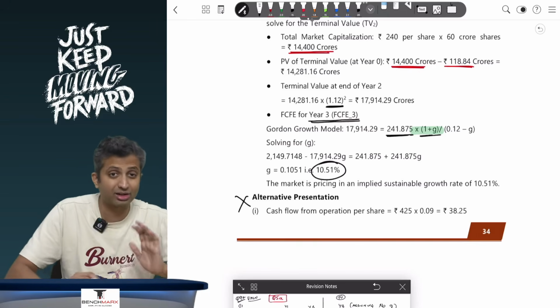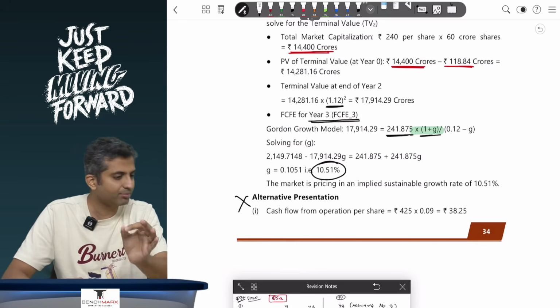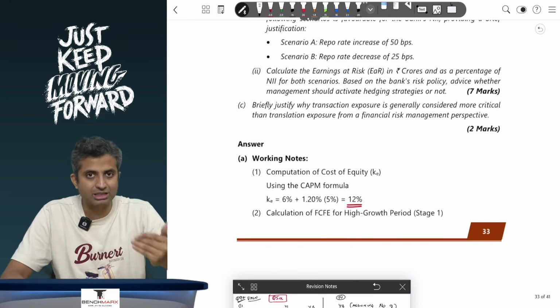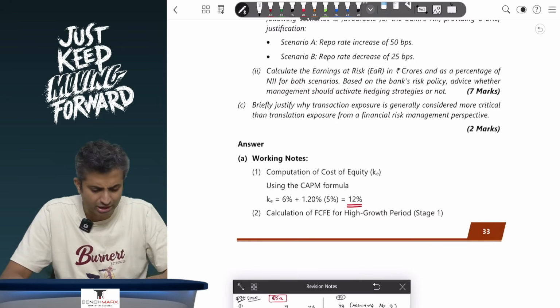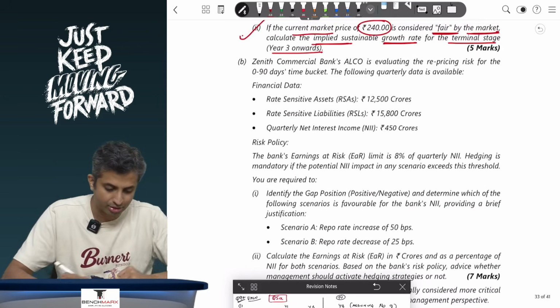There's an alternative presentation. Almost every sum has an alternative solution, but it is more than sufficient that we understand the more logical or the clearer one. So that is your first solution. Then you go to sub point B.